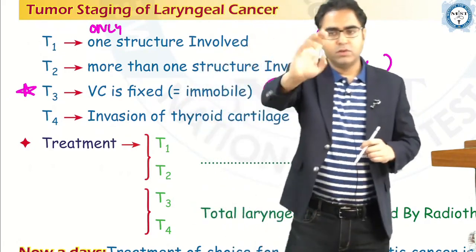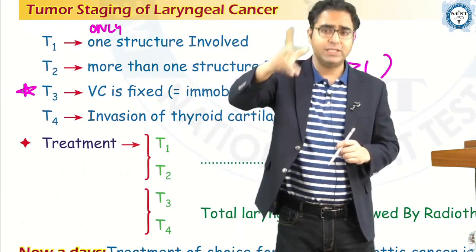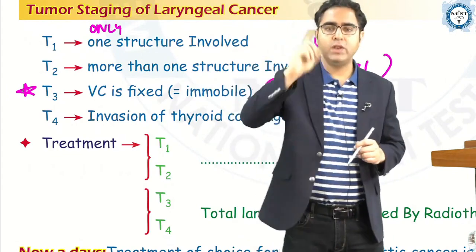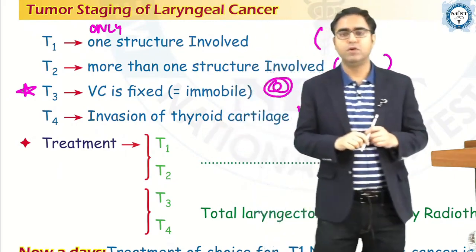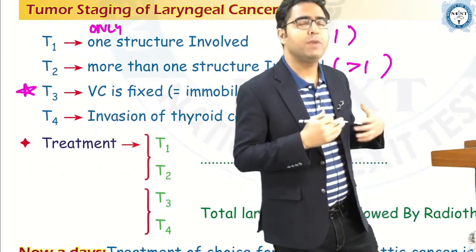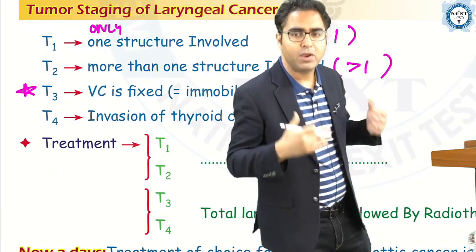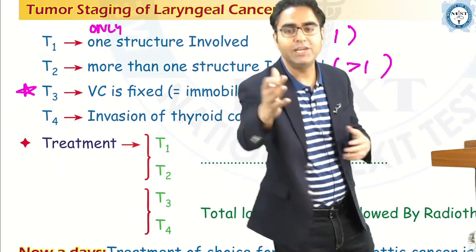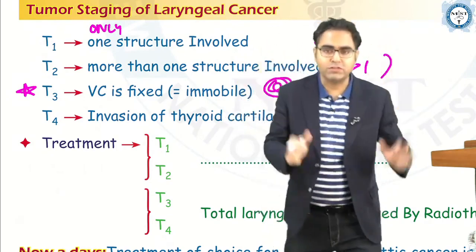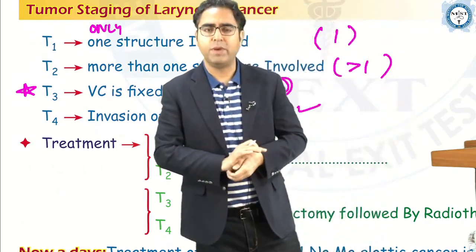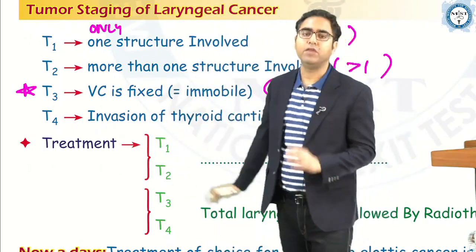T1, say it, beta. T1, everybody speak up with me. Are you with me? Are you imagining that we are together? T1 means what? Only one structure involved. T2 means more than one structure involved. Okay? When I say tumor involving the epiglottis only, T1. When I say tumor involving the epiglottis and epiglottic fold, two things, T2. But T3, the classical thing, T3 means vocal cord is fixed or immobile, beta. Immobile or fixed vocal cord, 100% T3. And if thyroid cartilage is invaded, T4, beta.